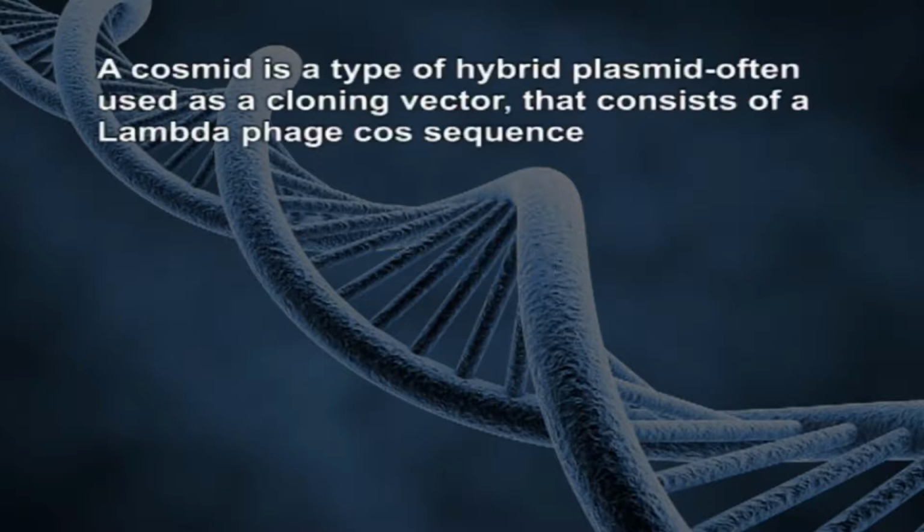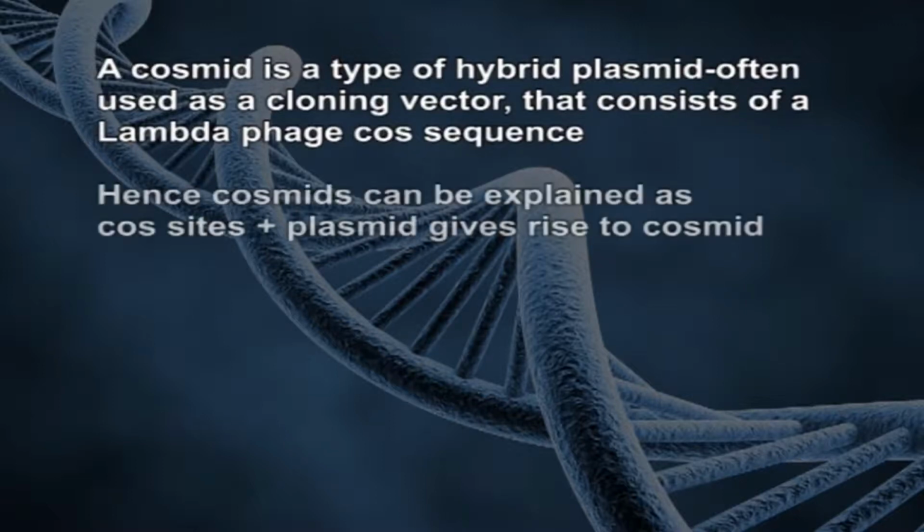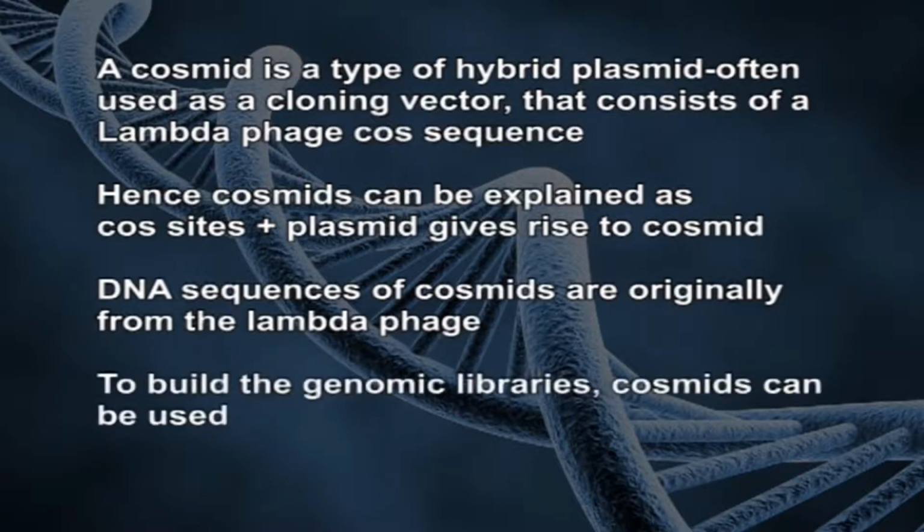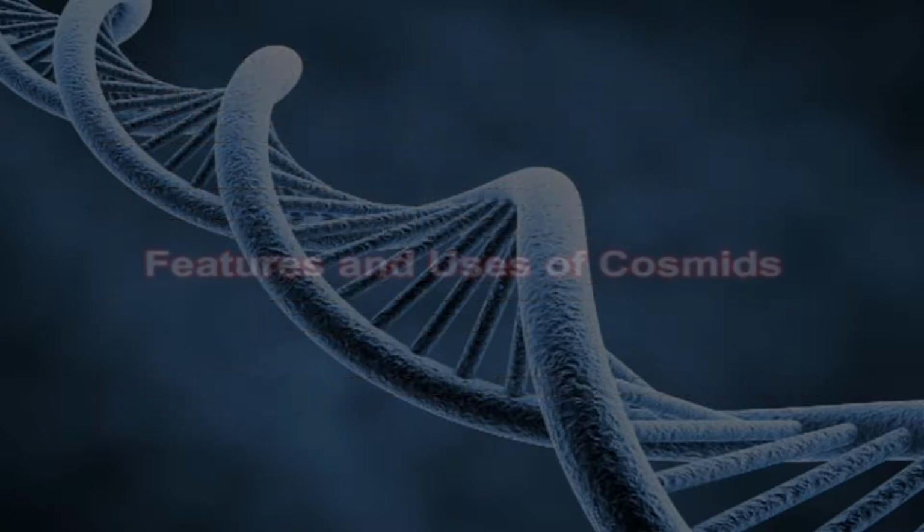A cosmid is a type of hybrid plasmid often used as a cloning vector that consists of a lambda phage cos sequence. Hence, cosmids can be explained as cos site plus plasmid gives rise to cosmid. DNA sequences of cosmids are originally from the lambda phage. To build the genomic libraries, cosmids can be used.